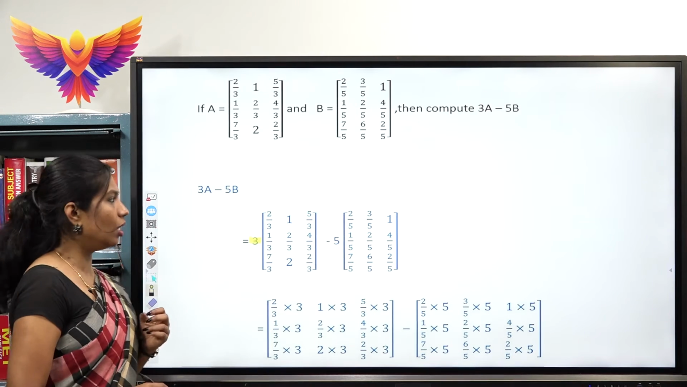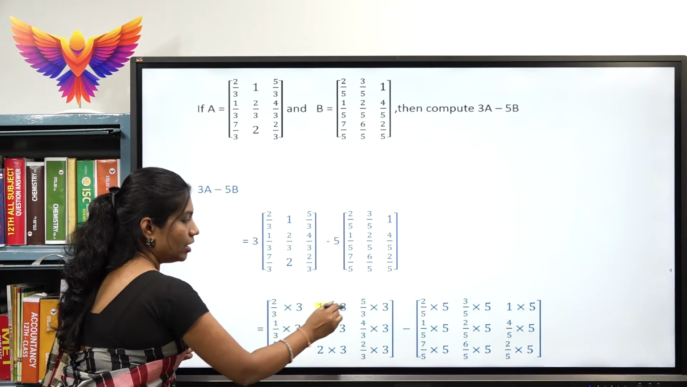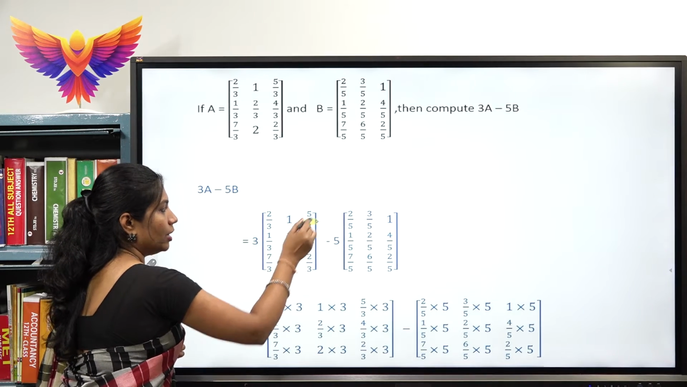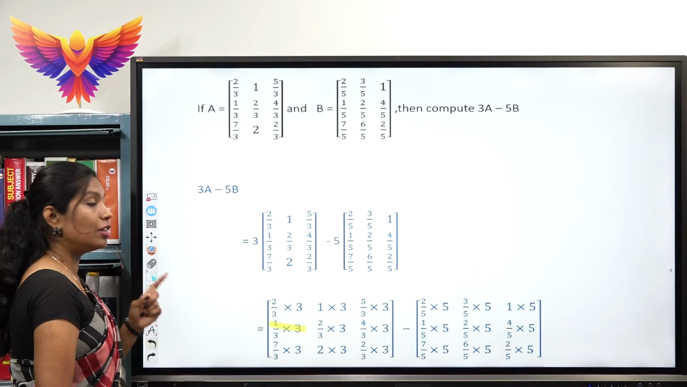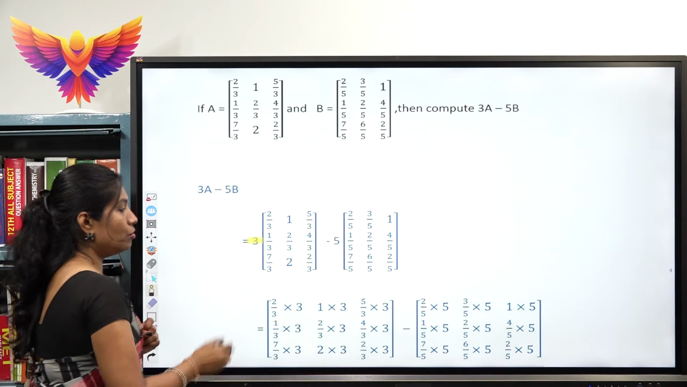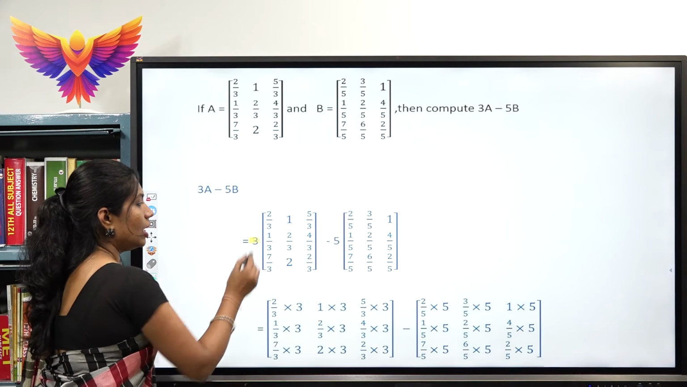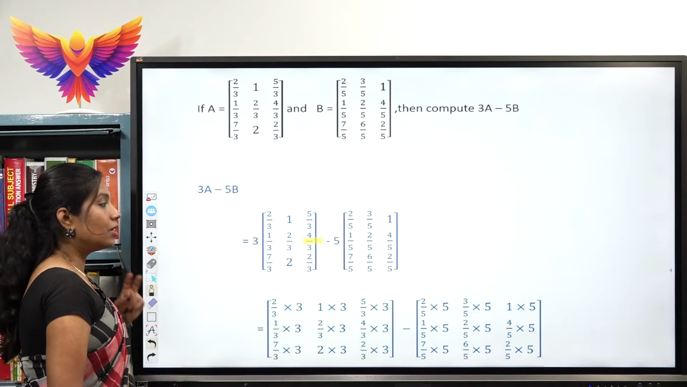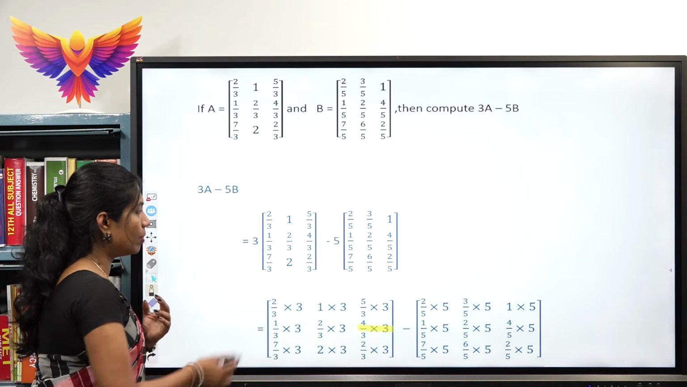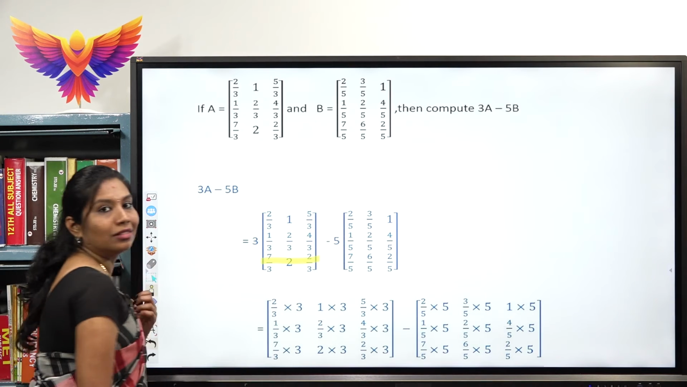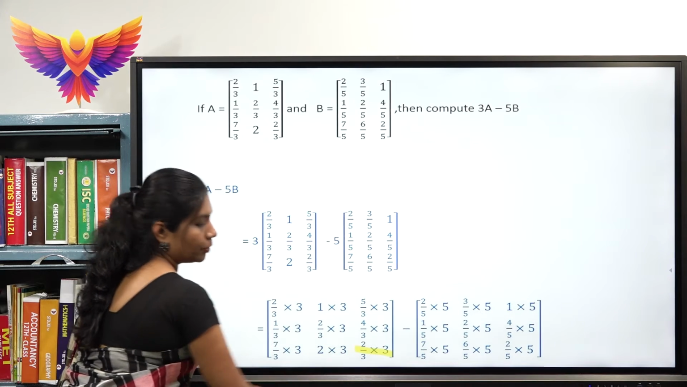For the simplification, we have to multiply each and every element of matrix A with the scalar 3. When I do that, 3 into 2 by 3 the first element, 3 into 1 the second element, 3 into 5 by 3 the third element of the first row. Same way, 3 into 1 by 3 first element of the second row, 3 into 2 by 3 the second element of the second row, and 3 into 4 by 3 the third element of the second row, that is 4 by 3 into 3. Same way, I will be performing the operation by multiplying 3 with the entire third row here. When I do that, I got 7 by 3 into 3, 2 into 3, 2 by 3 into 3.